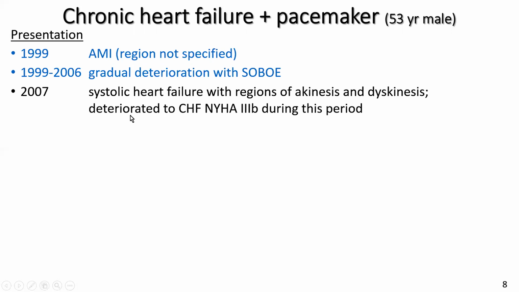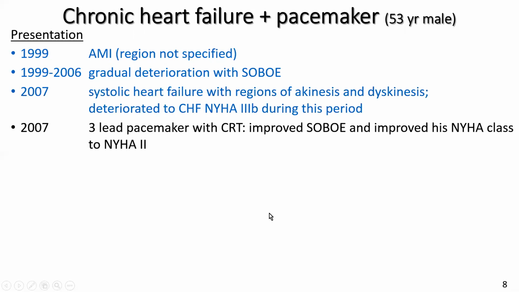And at this time, the client had been diagnosed to have deteriorated to heart failure New York Heart Association class 3B, which is just better than 4 during this period. So symptoms of mild exercise for this client. And he was only 53 years of age when I saw him. So in 2007 also, he had a 3-lead pacemaker. That's a 3-wire pacemaker with cardiac resynchronization therapy, which means 2 wires in, or 1 wire in each of the left and right ventricles.